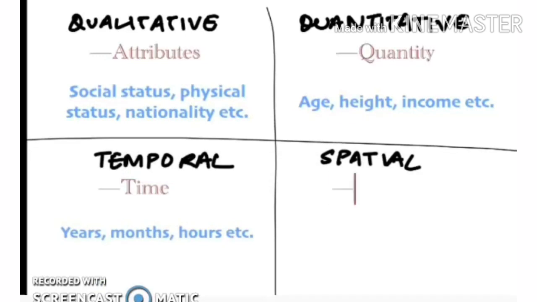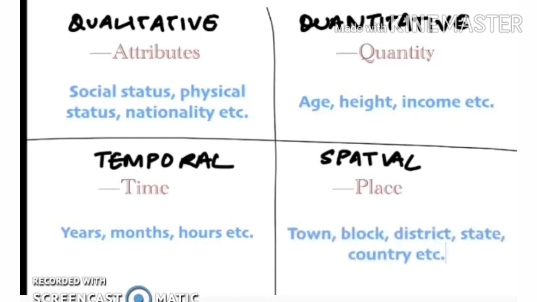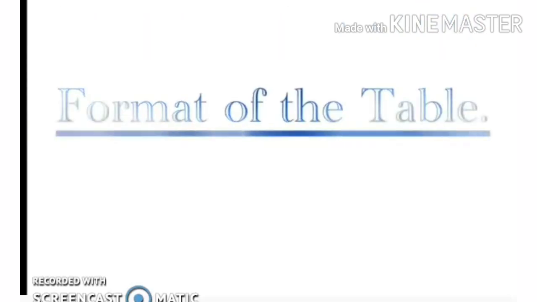So next is spatial classification. Spatial classification is on the basis of place. When classification is done on the basis of place, it is called spatial classification. That's on the basis of town, block, district, state, country, etc. So these are the classifications. The place may be in this form.